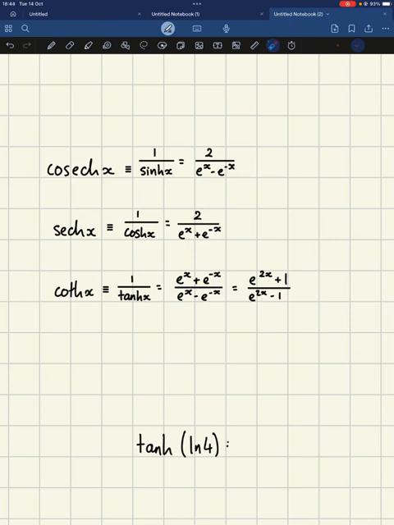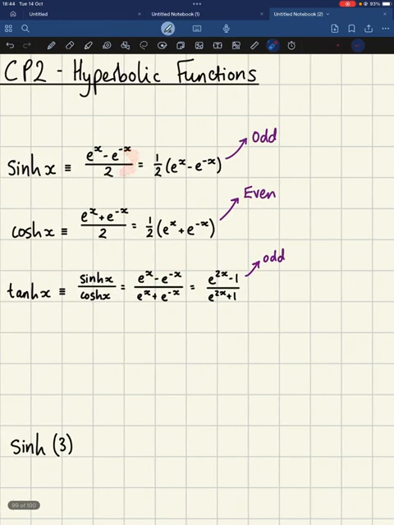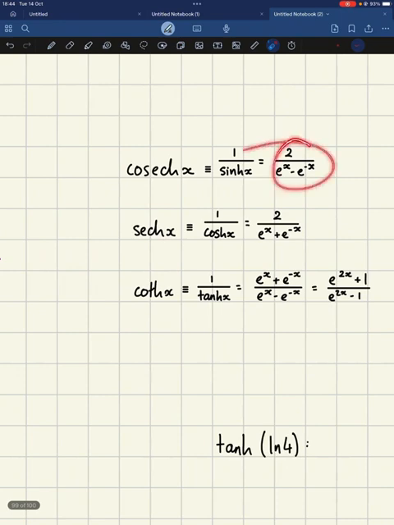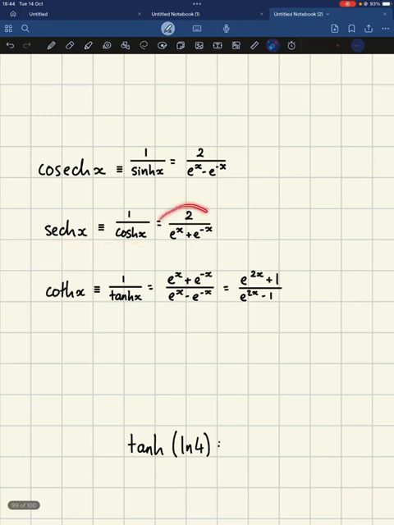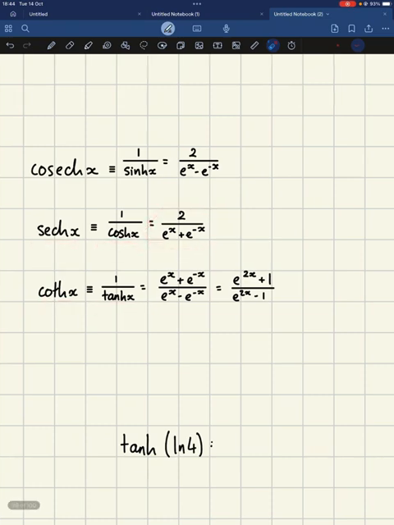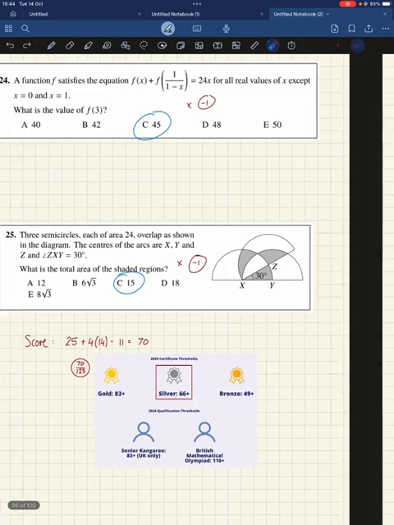They are so similar. So just like normal trig, cosech is 1 over sinh, which is, just flip this around, so you get 2 over e to the x minus e to the minus x. Sech is 1 over cosh, which is this, and coth is 1 over tanh. So these are the definitions of the hyperbolic functions. Now let's use all of this to try and answer these questions.